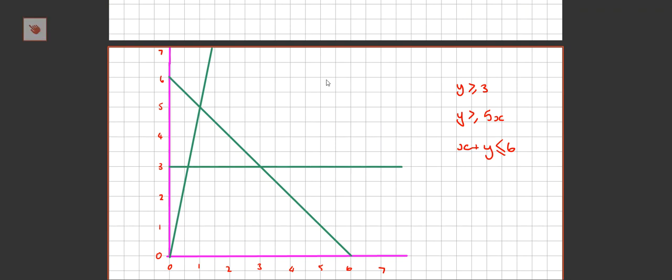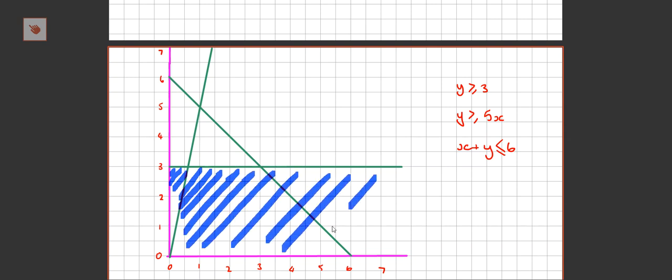So, what we've got, 3 lines, 3 inequalities. The y has to be greater than 3, so again, we're going in the y direction. We're stopped at 3 and we're not allowed to go below it. Okay, so y has to be greater than 3. So this is the line that stops you travelling in the y direction, and we have to be above it. So I'm going to shade below. Okay, that one's done. Then y has to be greater than 5 times whatever x is.